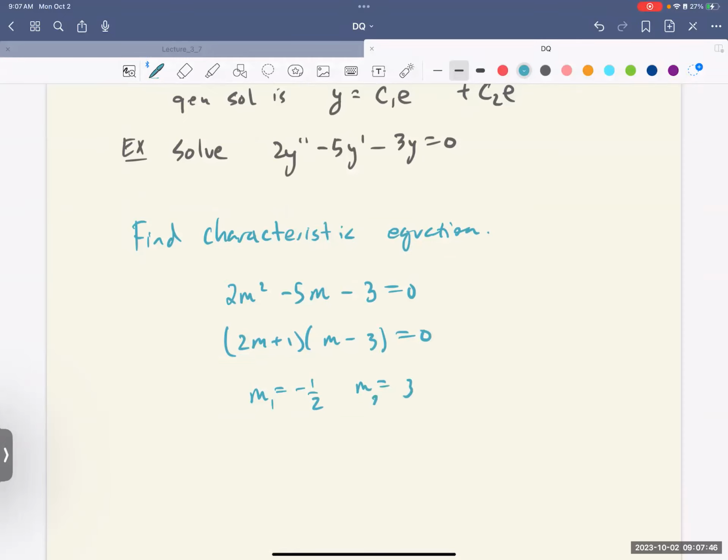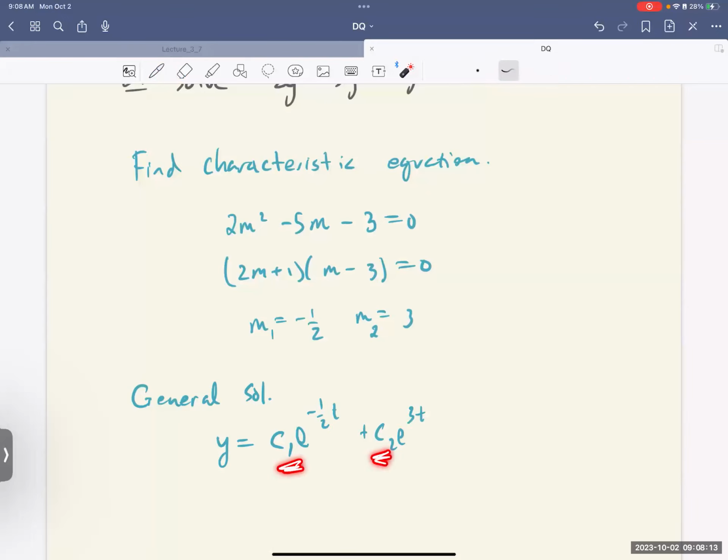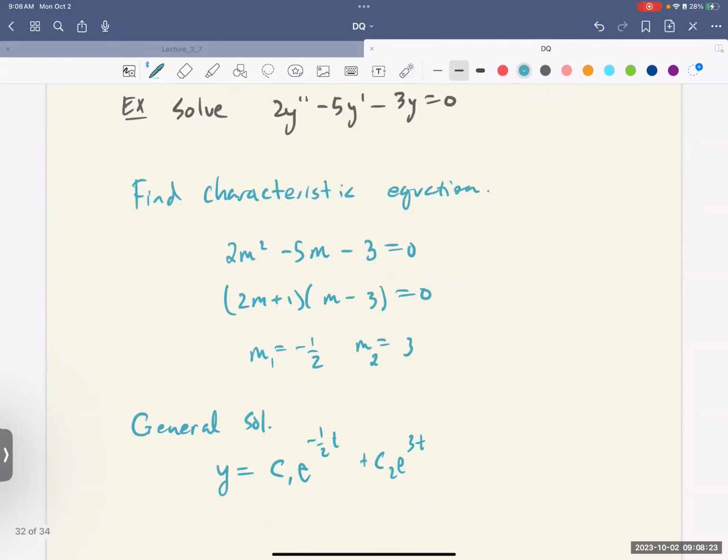So let's call that m1 and this m2. We get our two distinct real roots. So the general solution then is y equals C1 e to the negative 1/2 t plus C2 e to the 3t. That's it. You're done. The only way you get C1 and C2 is if you had an initial condition to come back and recover those things. So that's your solving process, and it's not that bad compared to what you've done before.